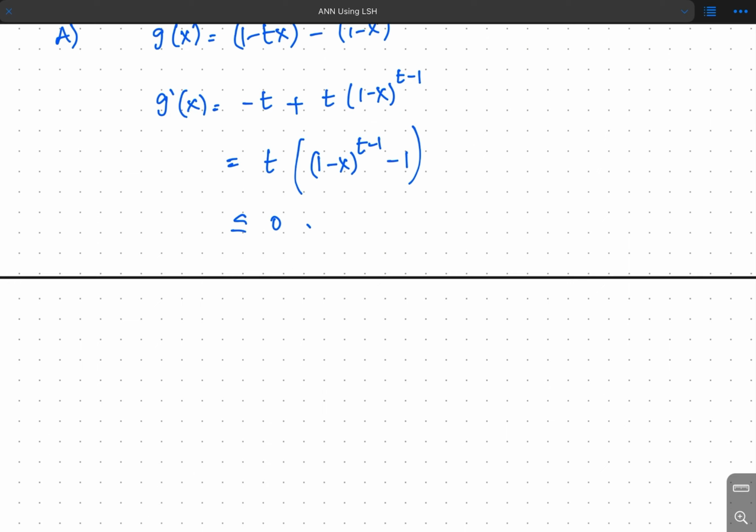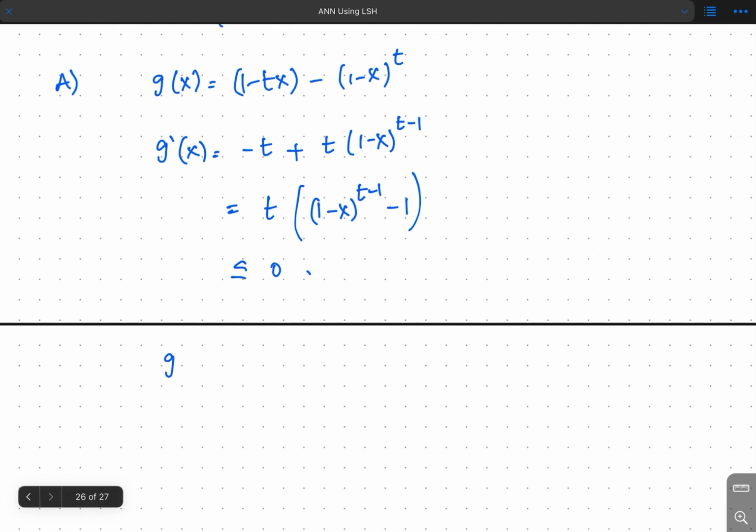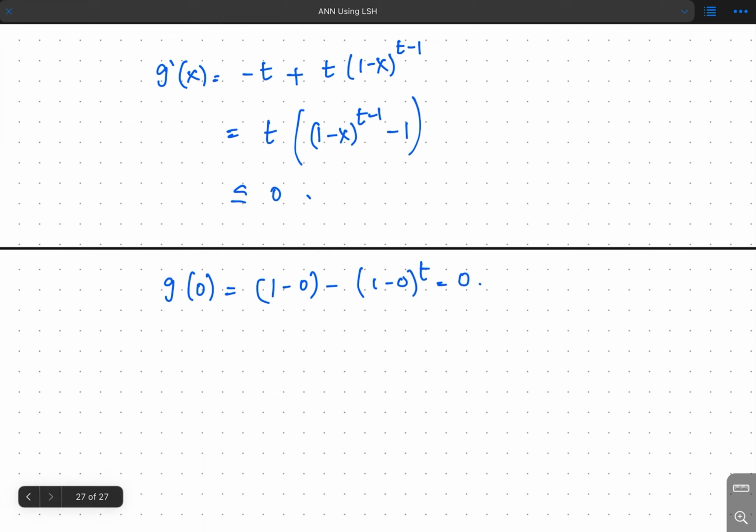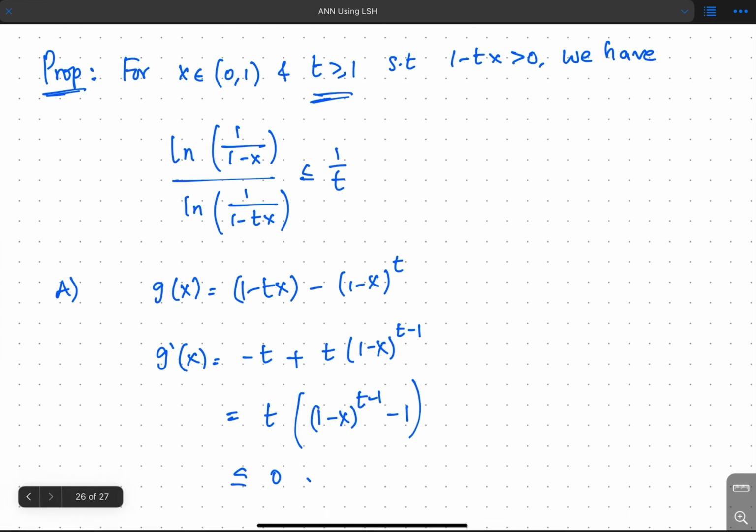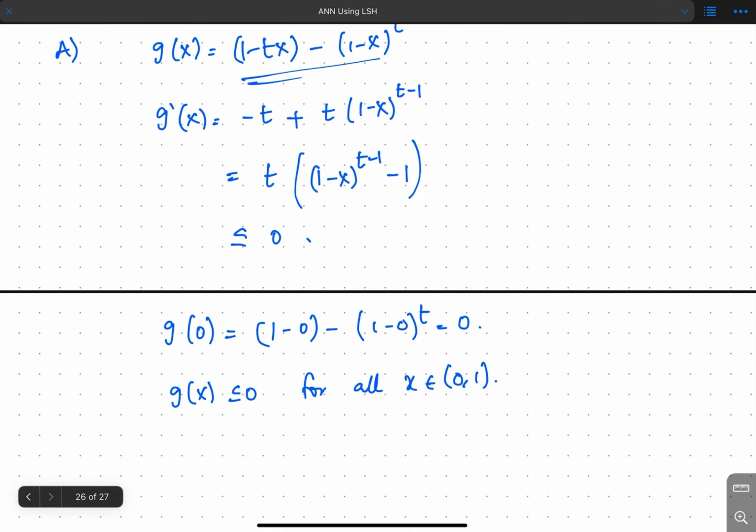Alright, so that means that g is a decreasing function. Now if we compute g of 0, that will be 1 minus 0 minus (1 minus 0) whole power t, which is 0. And since g is decreasing, it means that g of x is less than or equal to 0 for all x belonging to (0, 1). Alright, so from that, what do we get?